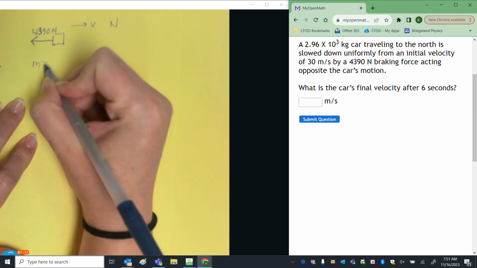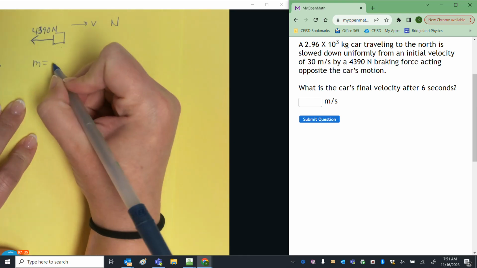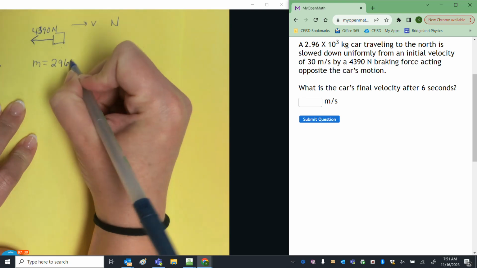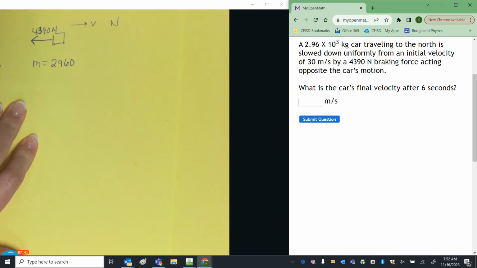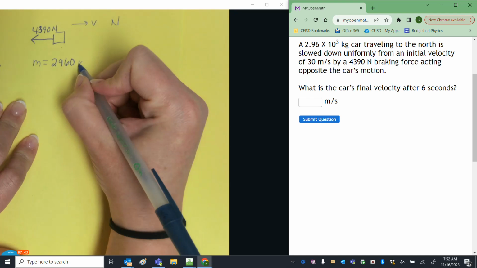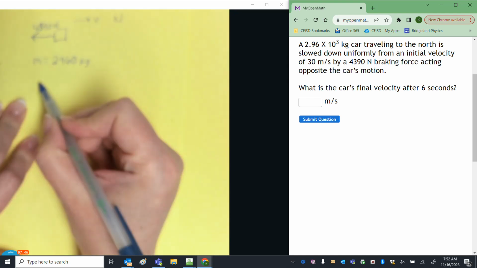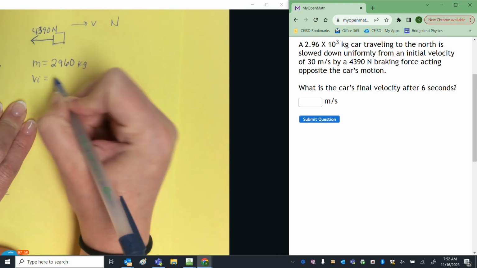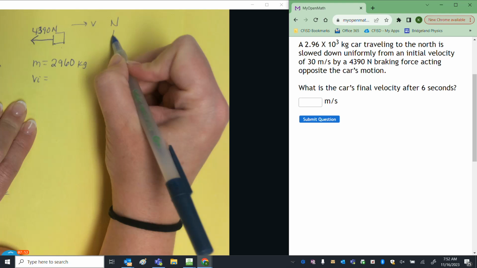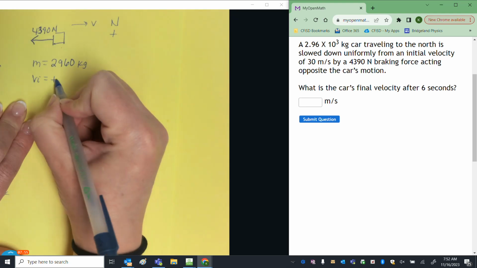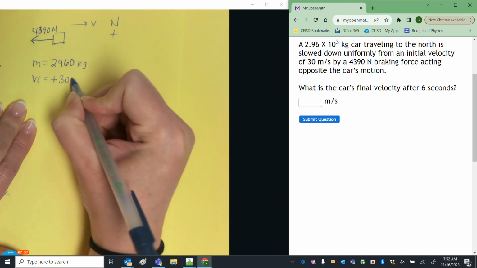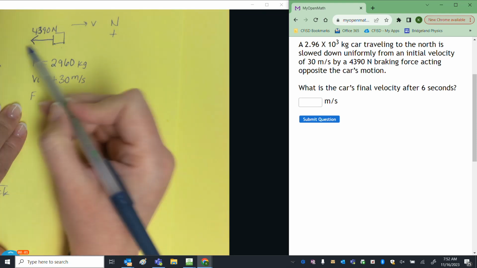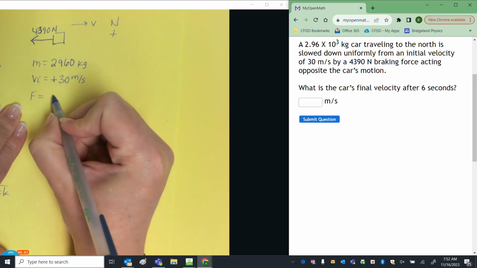So let's go ahead and label the information we have. We have a mass, 2.96 times 10 to the third. You're welcome to leave that in scientific notation, but it's equal to 2,960. So I'm just going to write it in standard form, but that's my mass. I know that my initial velocity is, I'm going to go ahead and call north the positive direction. So I'm going to call this positive 30 meters per second. My force, however, is opposite that direction. So my force, when I label it, is negative.